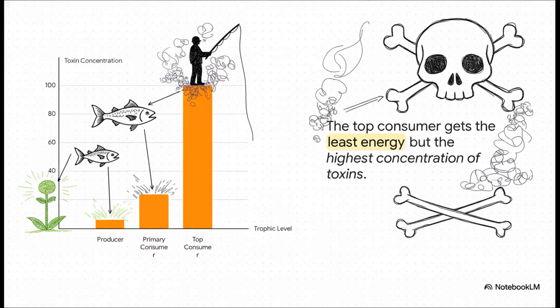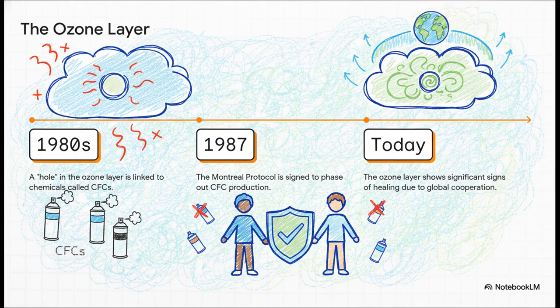The animal at the very top of the food chain gets the least amount of energy, but they get the highest concentration of toxins. This means that top predators, and that includes us, by the way, are the most at risk of being poisoned by the very chemicals we're putting into the environment. We've also done direct damage to the planet's own protective shield, the ozone layer.